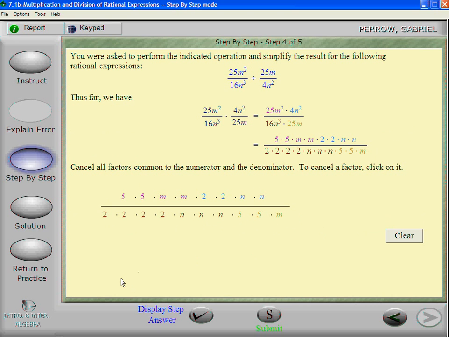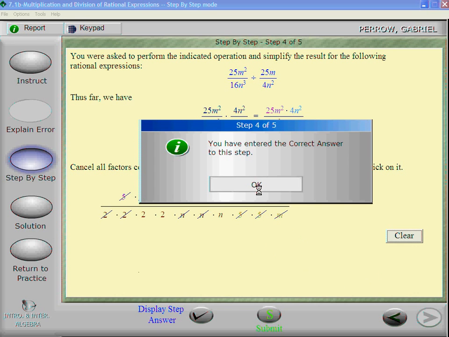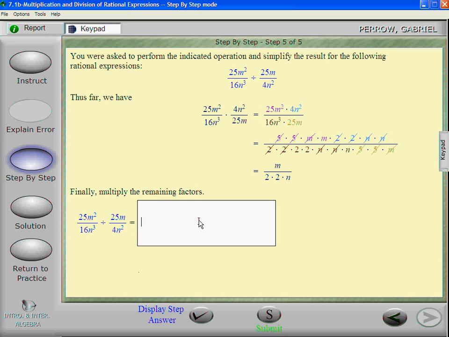Okay. Reduce common factors. It's out of time here, so I gotta be pretty quick. 2, 2, 2, 2, n, n, n, n, 5, 5, 5, 5, m, m. So what are we left with after we reduce all that down? We're left with m on top, and down bottom 2 times 2 is 4, and n.